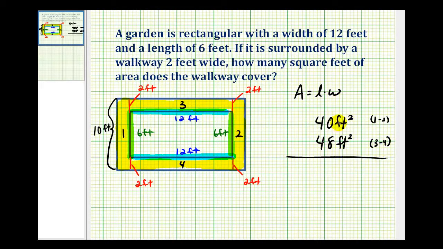So the sum of these two areas would be the area of the entire walkway. So it looks like we have 88 feet squared for the area of the yellow walkway.